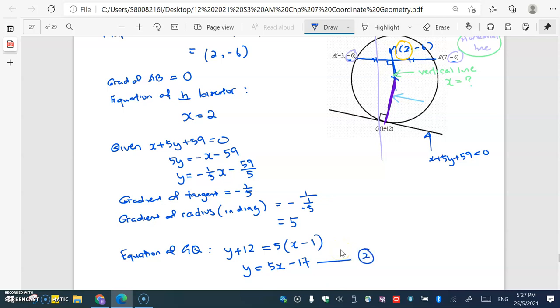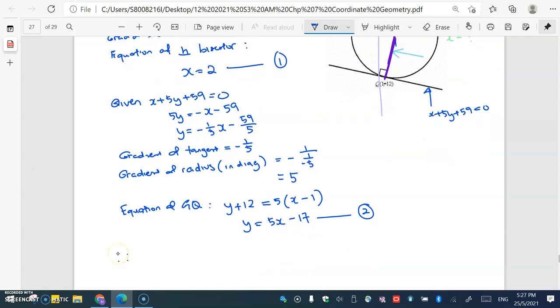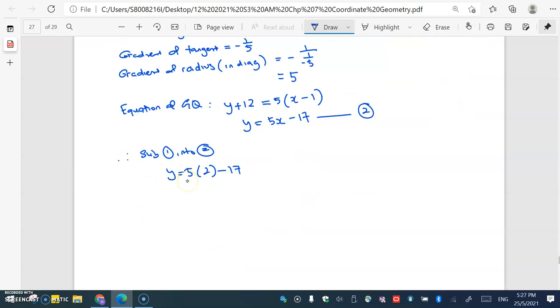We have earlier found the blue line, which is equation 1. So therefore, we know that substituting 1 into 2, we will get y = 5 times 2 - 17. That will give you 10 - 17, which gives you -7. So therefore, the center of the circle is (2, -7).